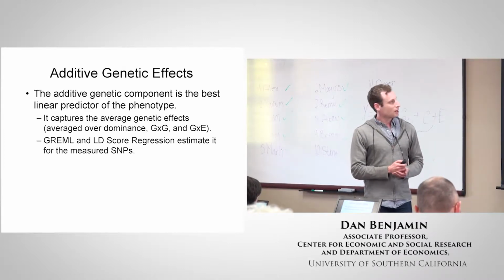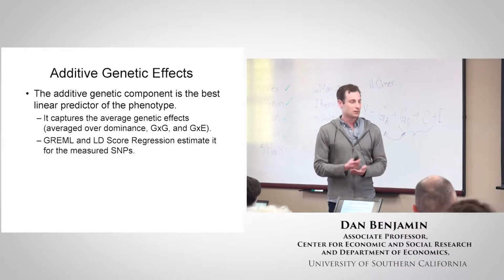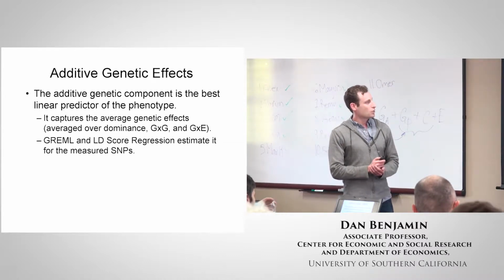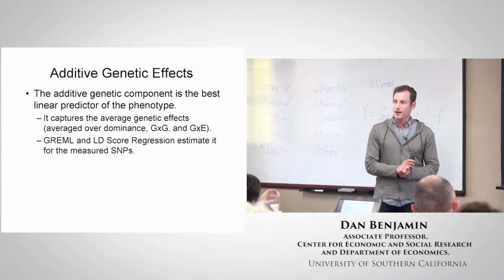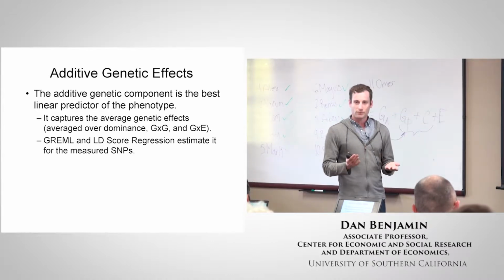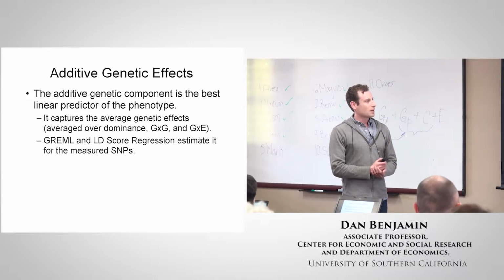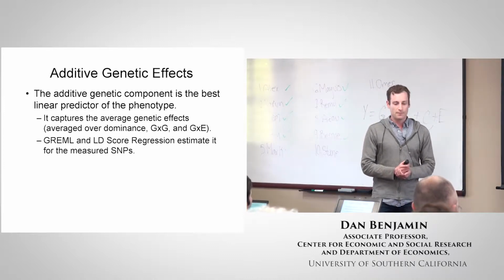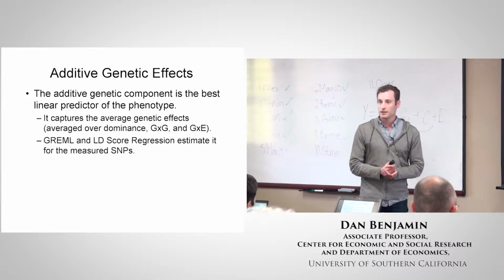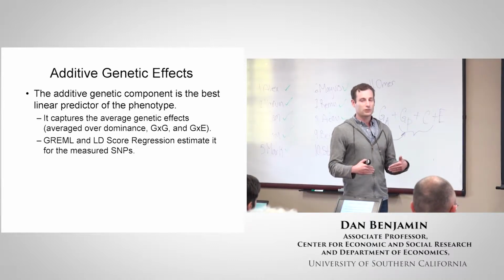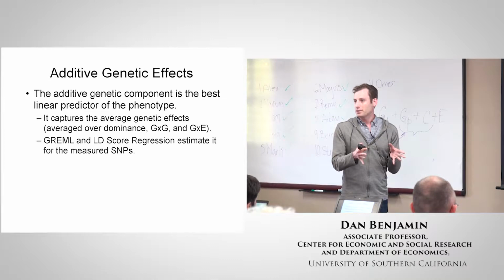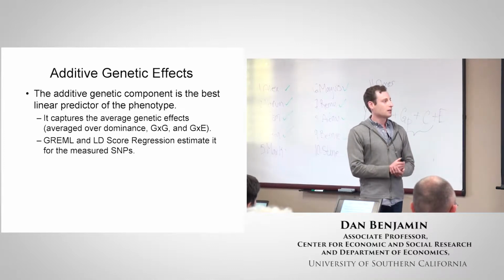So the additive genetic component is the best linear predictor of the phenotype. There are a couple of ways we've talked about for estimating it. One is GREML, which Matt Keller talked about. Another approach is LD score regression that Raymond talked about. And those are both ways of using molecular genetic data to estimate the additive genetic component, at least as measured by the SNPs that you have in the data.